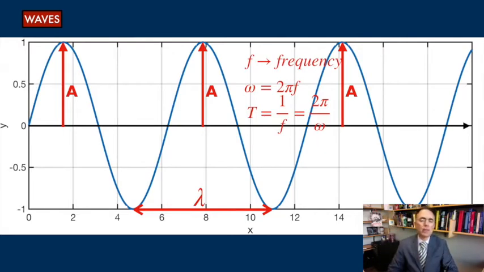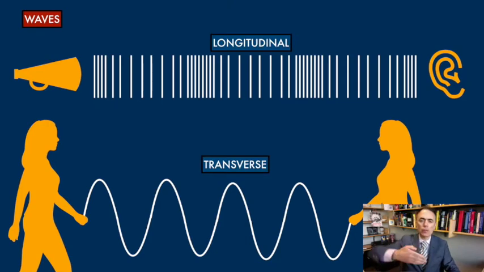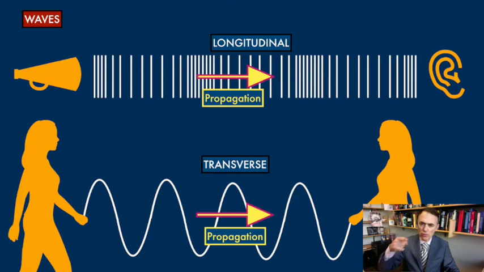The wave propagates at speeds that depend on several aspects, depending on the kind of wave. The frequency and the wavelength are related through the speed of the wave. Velocity is equal to lambda f, wavelength times frequency. Waves can be classified into longitudinal and transversal depending on the direction of the vibration in comparison to the direction of propagation of the wave.